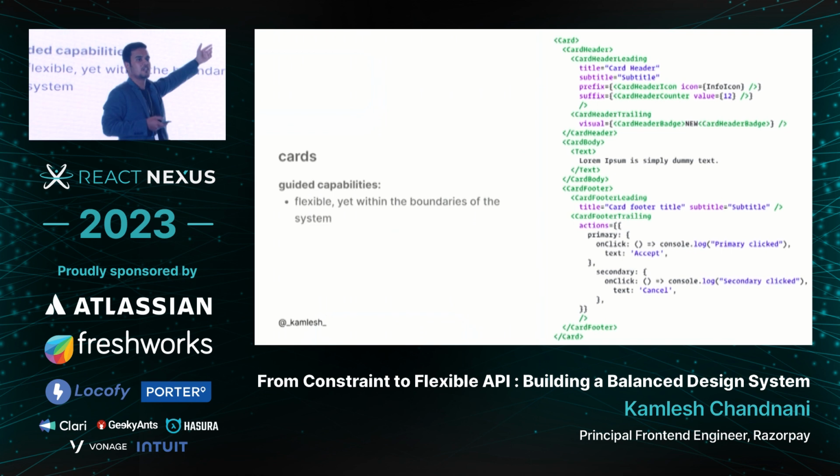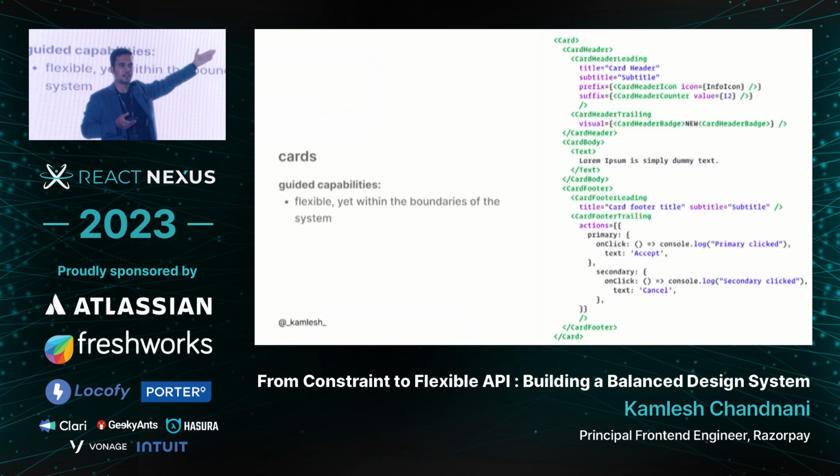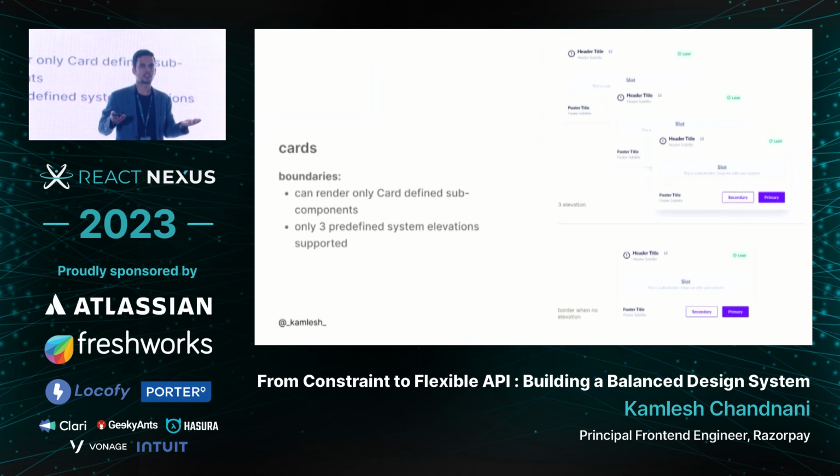So this is the code equivalent of the Figma that I just showed. If you could see, card has header, header has trailing, leading, similar for footer, right? So there were again some boundaries, right? You could render them, but you can't render any random subcomponents within card. It has to be card's subcomponents. If you think your use case is not fulfilled, you could just skip header, footer, and come up with a use case and put it in a card body, because that accepts any JSX. But if you try to put anything in header or footer apart from the subcomponents that it has already defined, it will just throw an error.